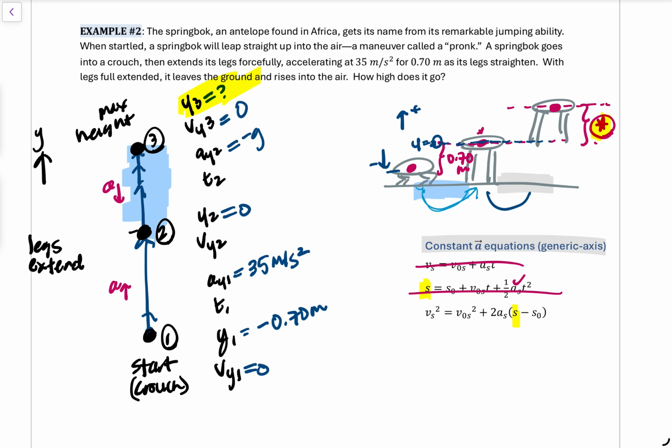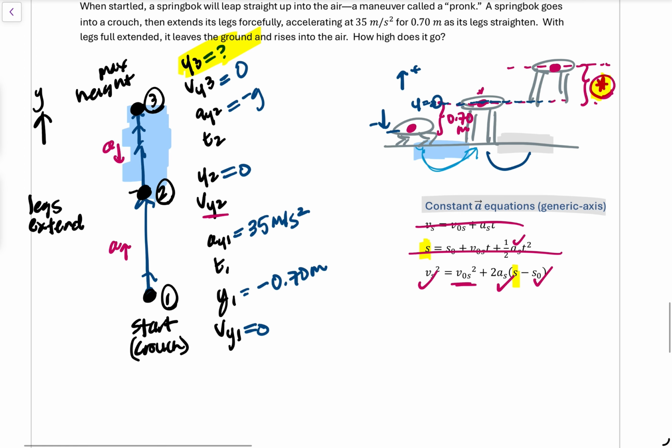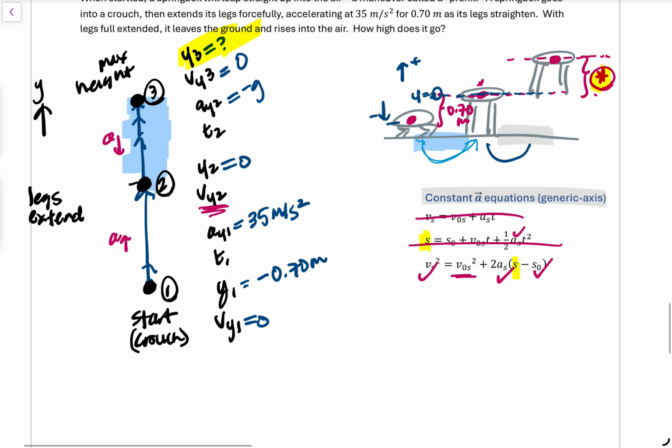So I'm going to run through and see, do we know everything? I do know my starting position of that interval is our y equals 0. I do know the acceleration. I do not know this. So I don't know the starting velocity of that interval. I do know the final velocity. Okay, so if I want to solve for that y3, I need to find this. I need to find that vy2.